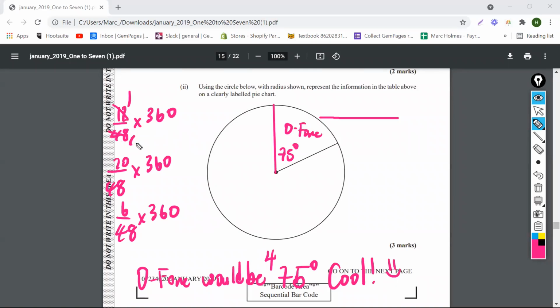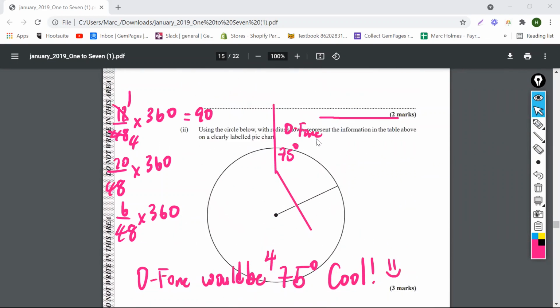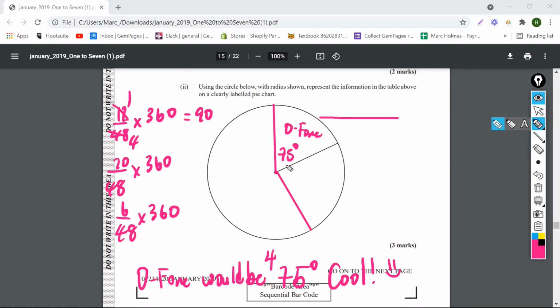So 12 goes into 48 4 times. So this is going to end up being 4 into 36, which goes 90 degrees. So there will be another 90 degrees somewhere. Let's put a 90 degree one here. And let's scroll up to see 12, that would be Digilec. So 90 degrees would be Digilec, a 90 degree angle. Let me just draw a 90 degree better than that. So this one would be 90 degrees for the Digilec.